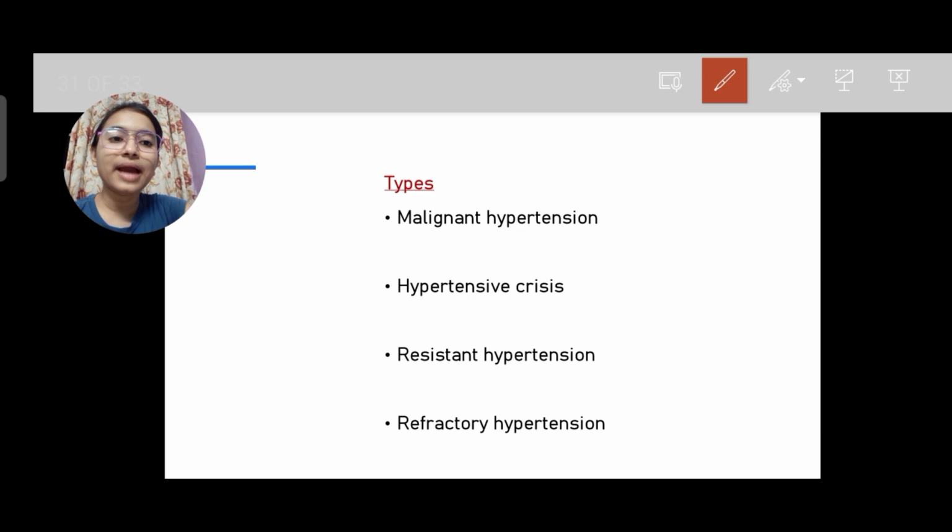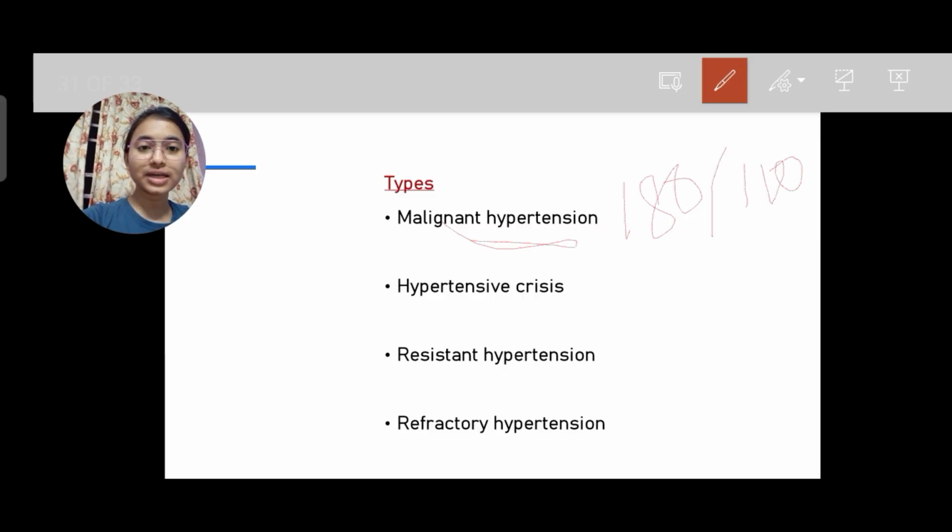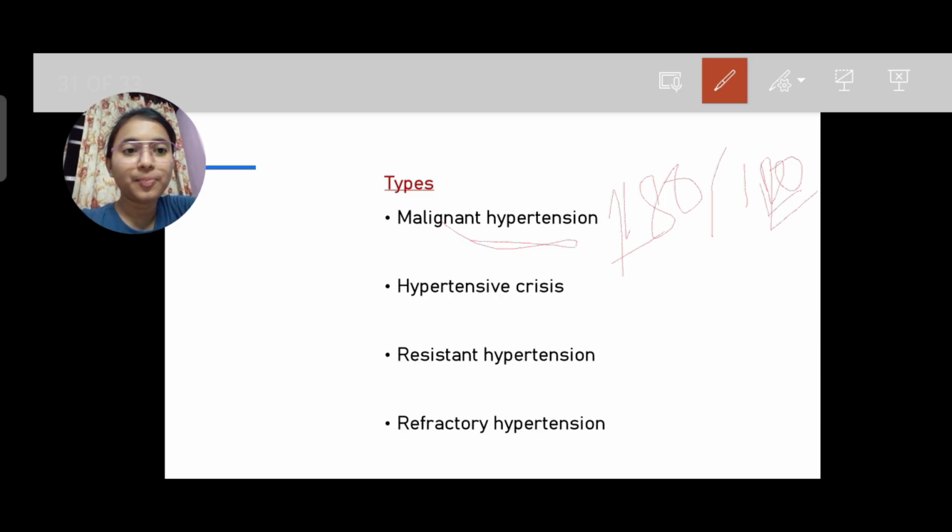What is malignant hypertension? When the BP is more than 180 by 110 mm of Hg, then we will call it malignant hypertension. The pressure is rapidly increasing, and in malignant hypertension the diastolic BP is 120 mm of Hg. So in malignant hypertension, the BP will be 180 by 120.